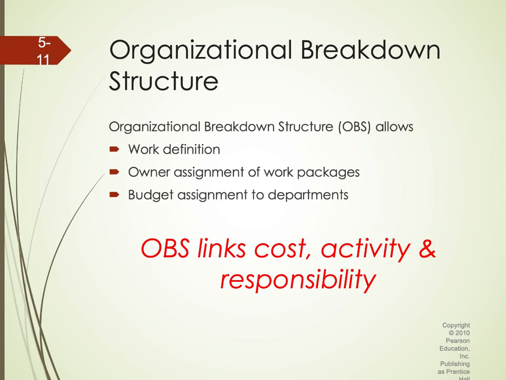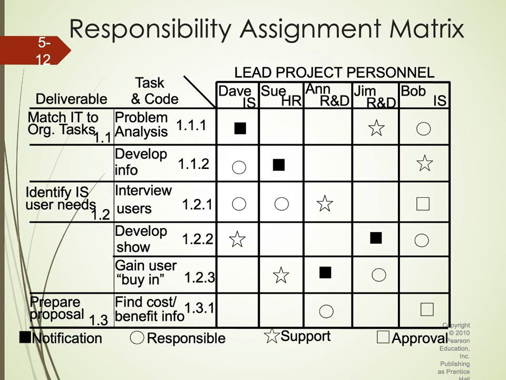Which is shown in the next matrix, and here we see an example of how the project is divided, where they have the personnel on the top from different departments, IS, HR, R&D, and what are the tasks and the deliverables required. These are basically notification, responsibility, support, and approval. They are required, or they are responsible to.